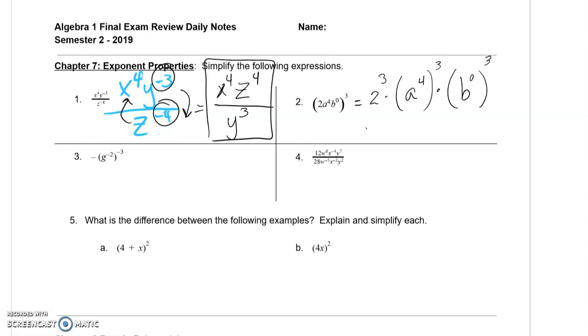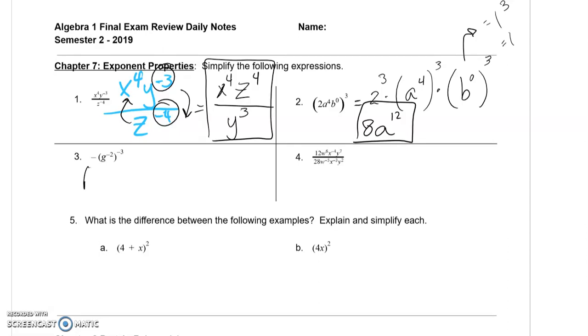2 to the third is 8. A to the fourth to the third, when we raise an exponent to an exponent, we're going to multiply. So that is a to the 12th. B to the 0 power, hopefully you remember, is equal to 1. And 1 to the third is equal to 1, so we would do 8 times a to the 12th times 1, which just keeps it 8 times a to the 12th.